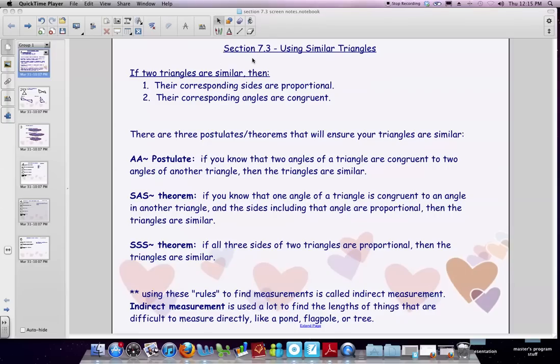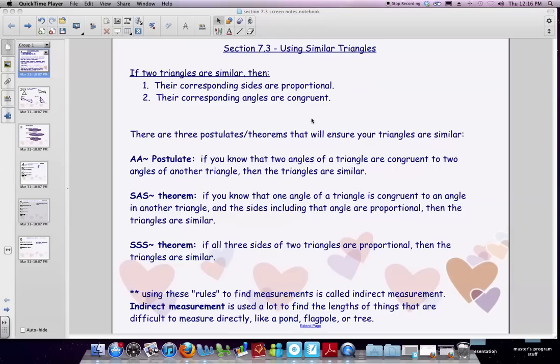This lesson is on section 7.3, using similar triangles. If two triangles are similar, then they have two characteristics. The first characteristic is that the corresponding sides, the sides that match up, have to have the same ratio, or they have to be proportional. The second characteristic is that their corresponding angles, the angles that match up, have to be the same measurement.